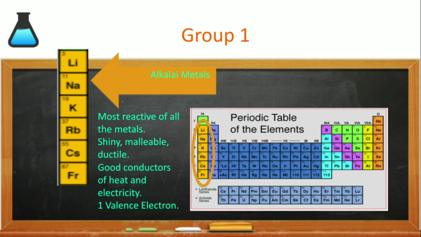These only have 1 valence electron. These are called alkali metals because when they're placed in water, they produce a base, the opposite of an acid, which most of the world calls an alkali.